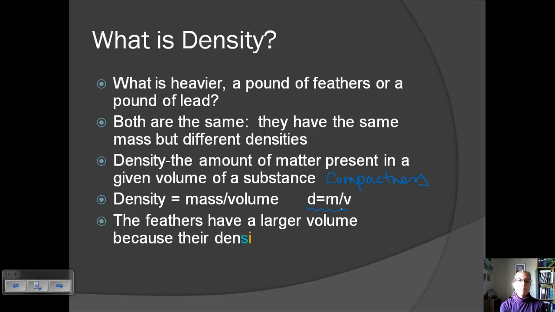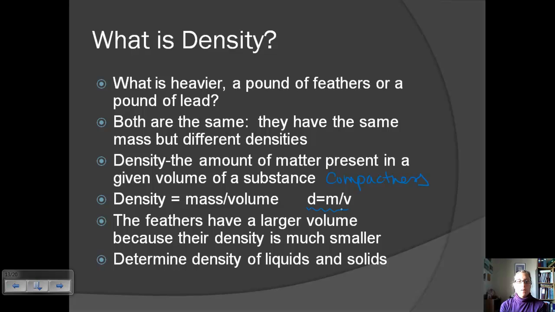Okay, so because the feathers and the lead have the same mass, they do have a different density, and so that is going to change their volume. And the feathers are going to have a much larger volume because they have such a smaller density. Okay, they're not very compact.